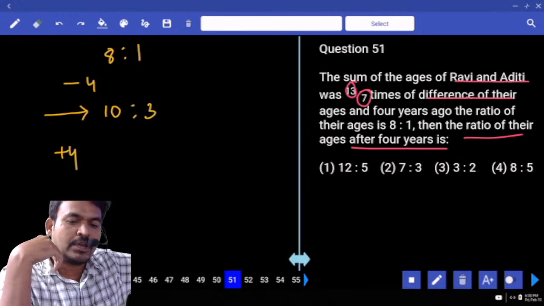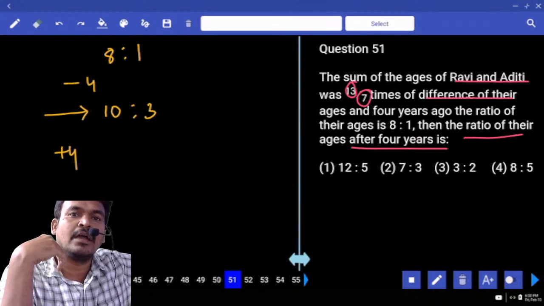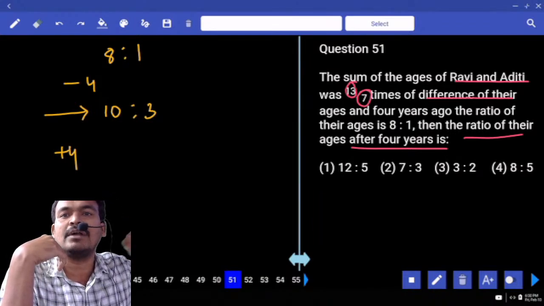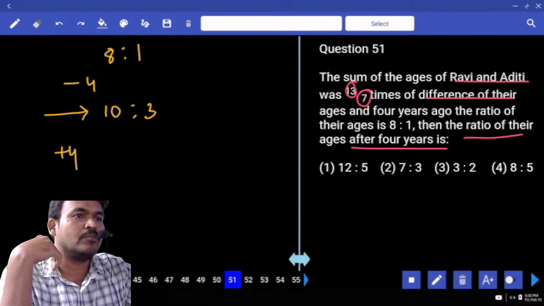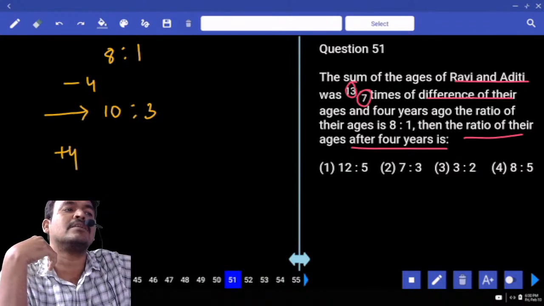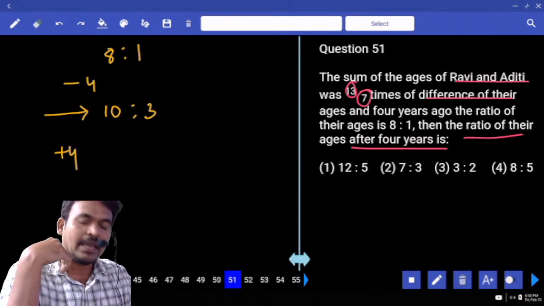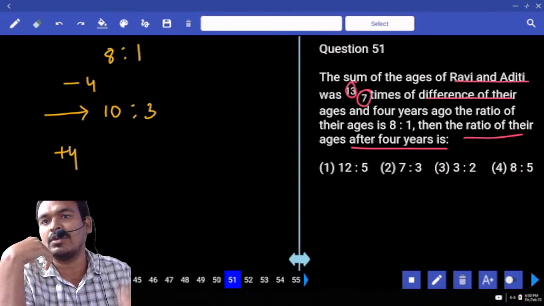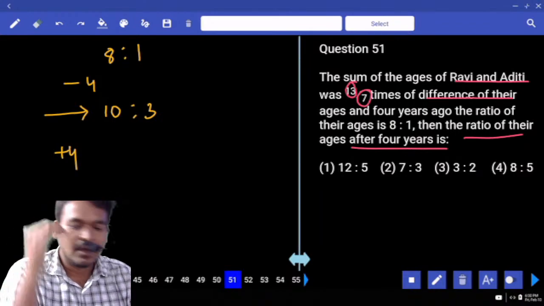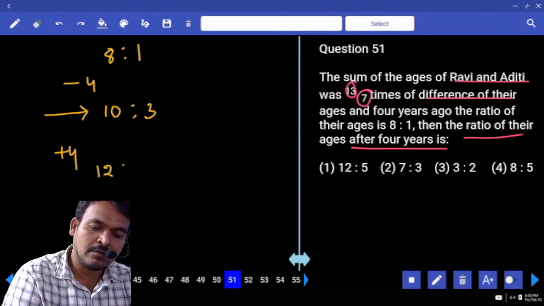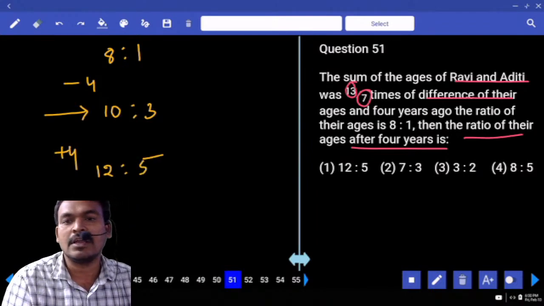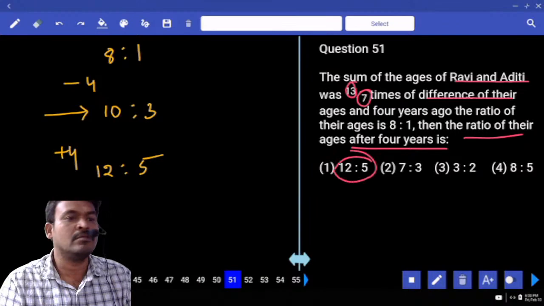2 parts. 4 years back, the second person had 1 part. At present, 3 parts. How many parts are increased? 2 parts. Means every 4 years, 2 parts are increased. Again we are adding 2 parts after 4 years. 10 plus 2 is 12, 3 plus 2 is 5. What is the ratio? 12:5.